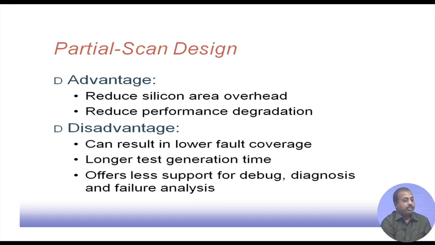Why partial scan design? It has got advantages like the silicon area overhead is less, because a smaller number of flip flops are converted into scan flip flops, and performance degradation is also less, because for the other flip flops we are not putting any multiplexer before them. As a result, if some flip flop is on the critical path, its performance is not affected.